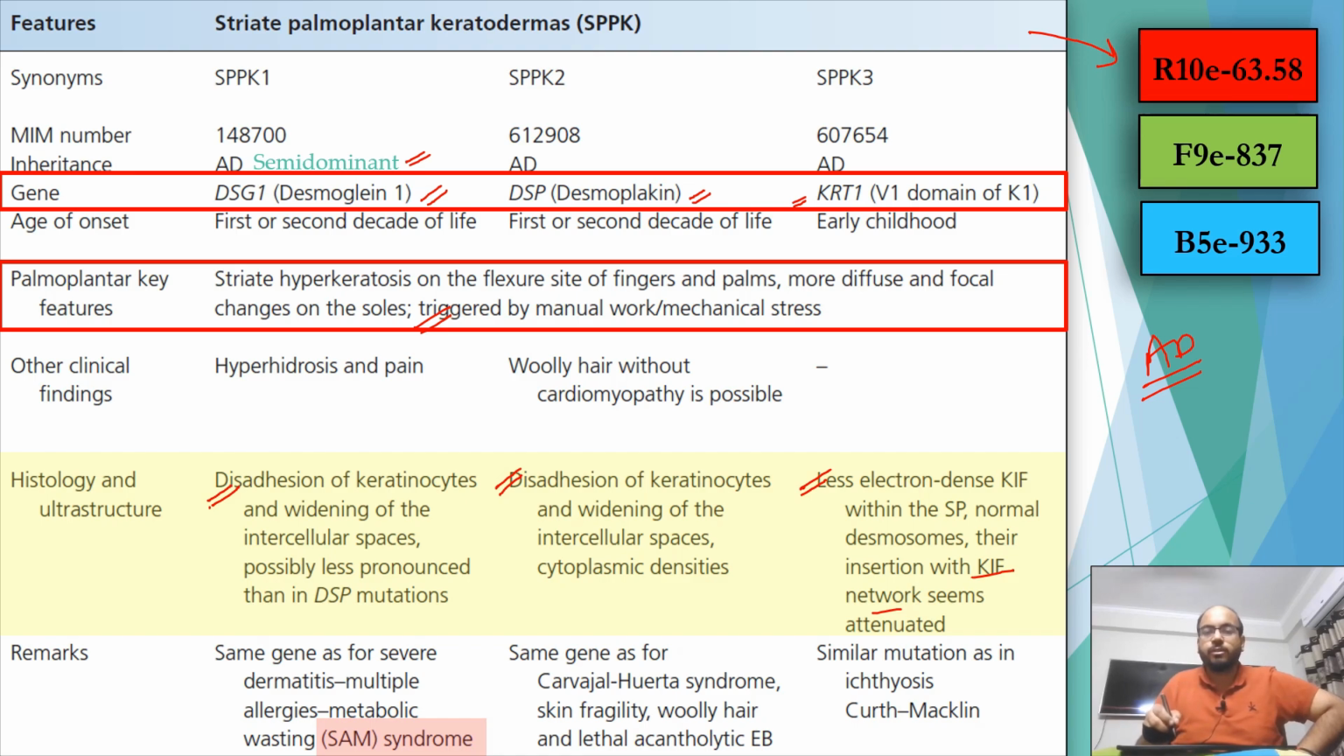The gene mutations are also seen in other disorders. Desmoglein 1 mutation is also seen in SAM syndrome, which is severe dermatitis, multiple allergies, and metabolic wasting. The same gene, desmoplakin, is mutated in Carvajal-Huerta syndrome. We'll discuss this syndrome when we discuss syndromic PPKs. And keratin 1 is mutated in a lot of disorders, one of them being ichthyosis Curth-Macklin. Just remember, and go through our syndromic ichthyosis lectures to understand what Curth-Macklin is and what animal it is based on. Let's move forward.